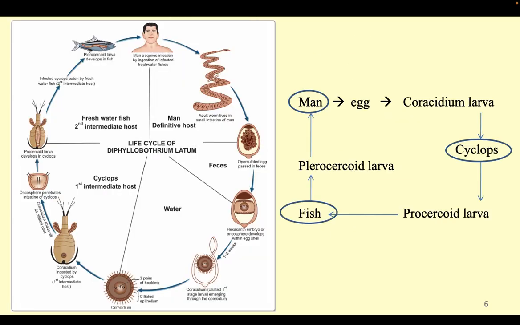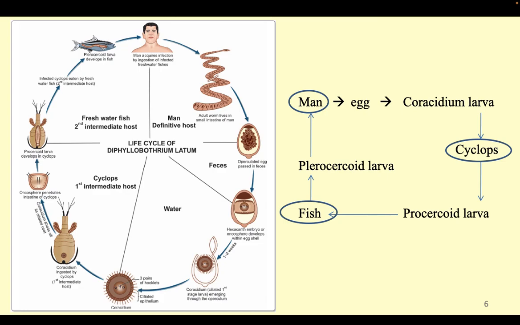Now on the left you can see the actual life cycle of Diphyllobothrium latum. As we have already discussed, it requires 3 hosts. So the definitive host is man, and there are 2 intermediate hosts. First is cyclops, second is fish. So this infection is acquired after ingestion of infected fish containing plerocercoid larva.